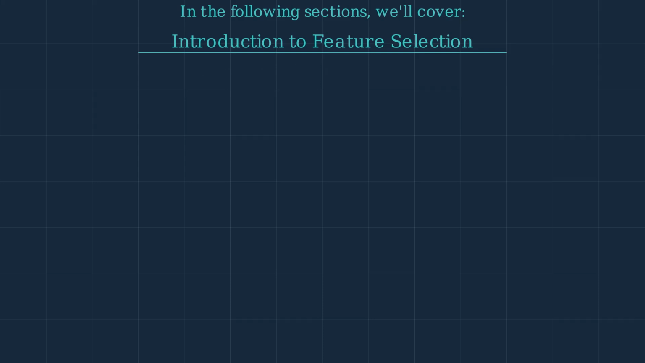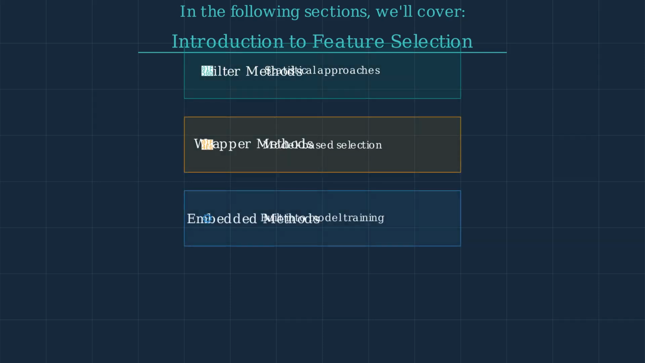In the following sections, we'll explore each type of feature selection method in detail, starting with filter methods, then wrapper methods, embedded methods, and finally hybrid and stability approaches. By understanding these different approaches, you'll be equipped to choose the right feature selection method for your specific machine learning problem.